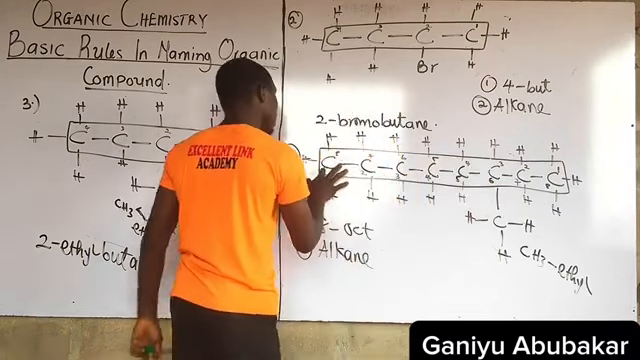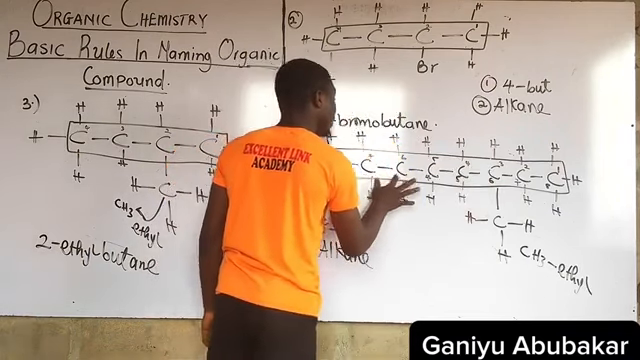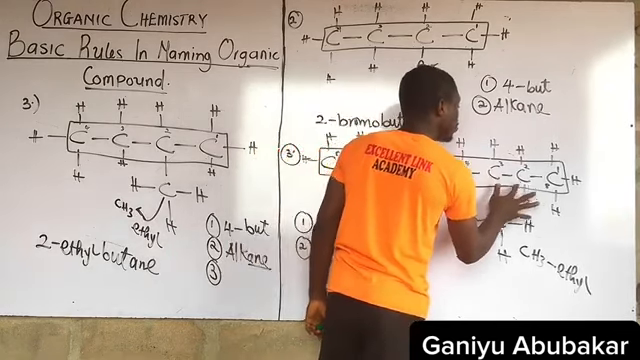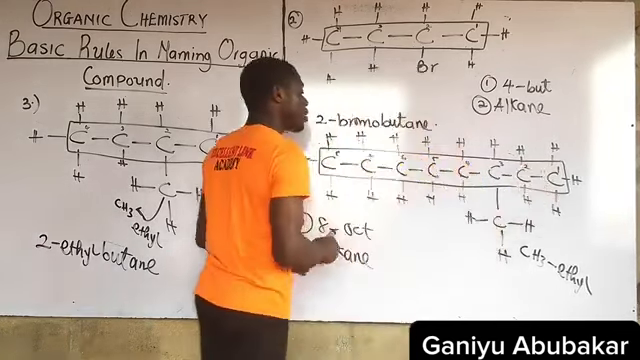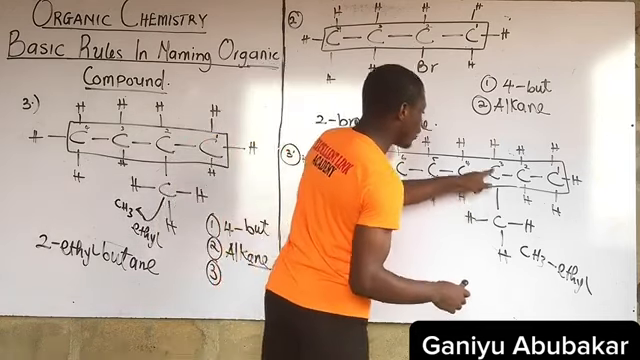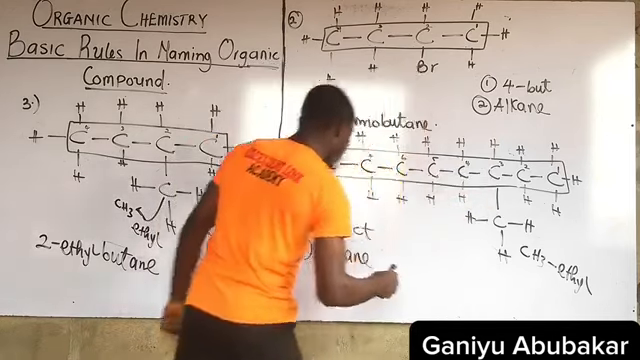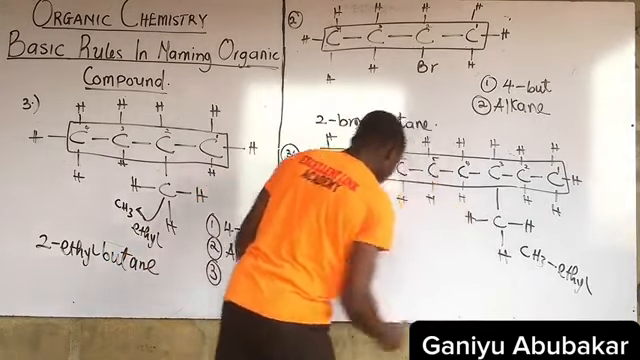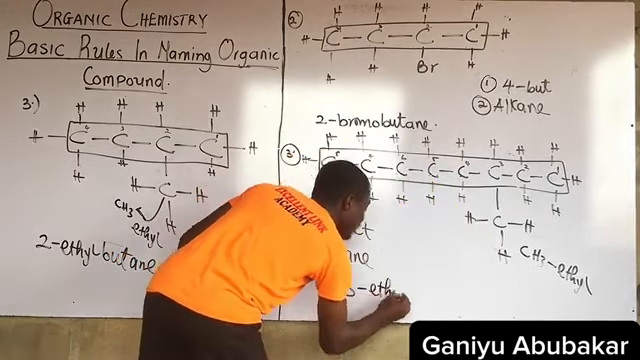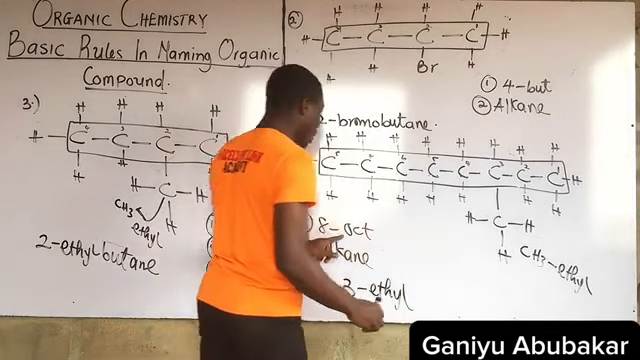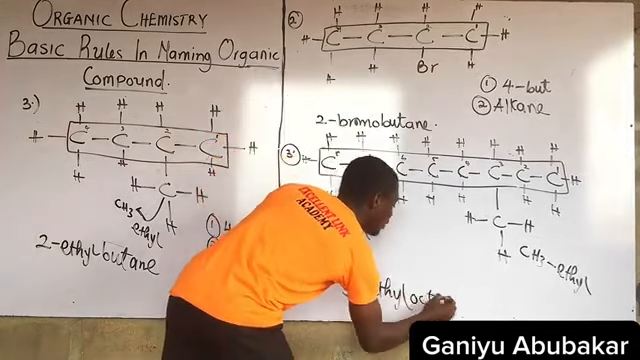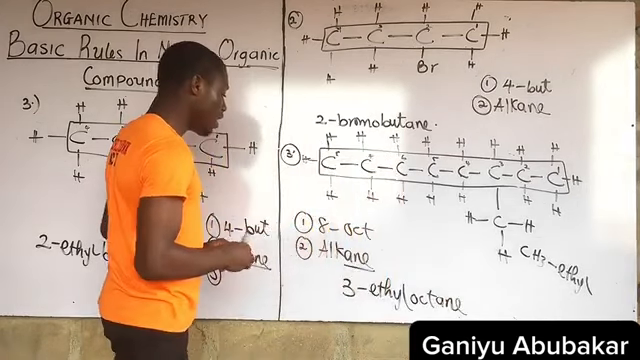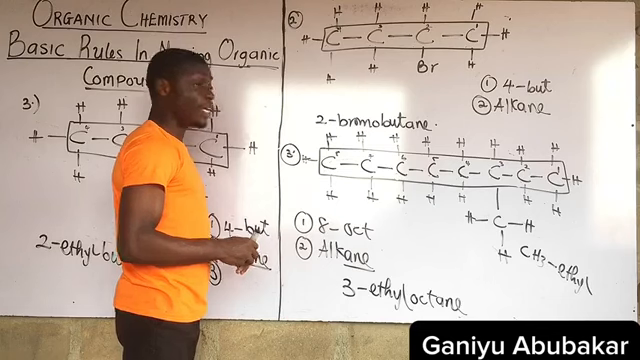So I'll discard or perhaps eliminate my upper numbering. So I will go with what? The lower numbering. From my lower numbering, the substituent is attached to the carbon 3. So this becomes 3 what? One substituent, ethyl. 3-ethyl. Then the functional group there, alkane, octane. So this compound is called 3-ethyloctane.